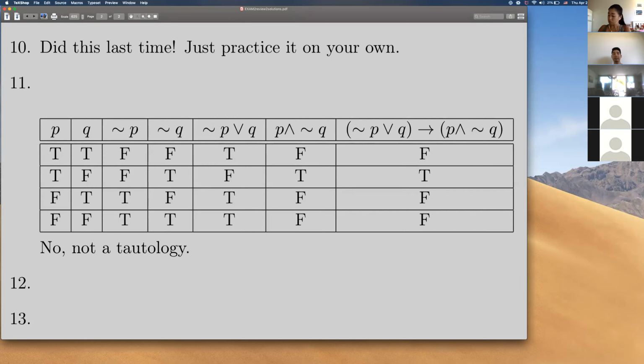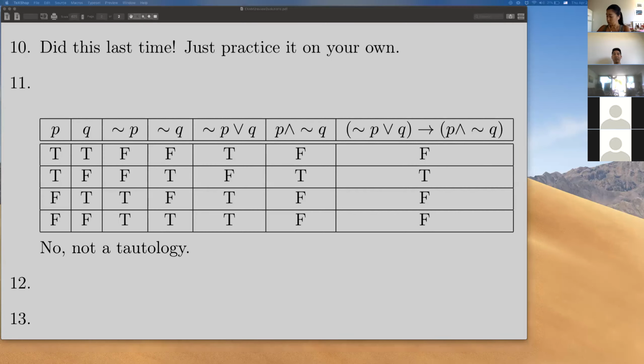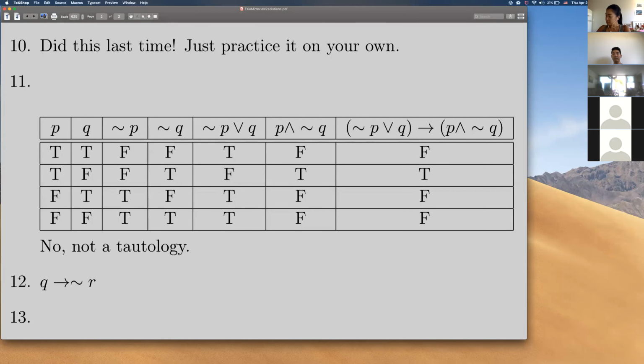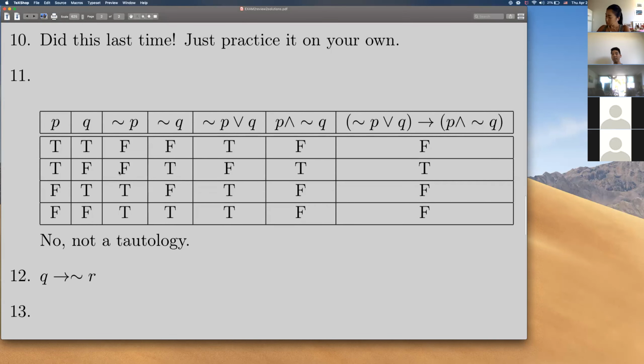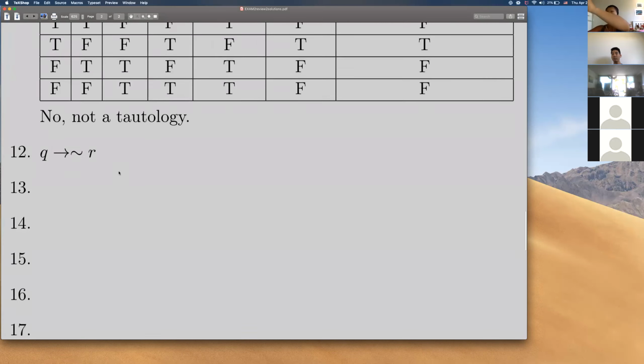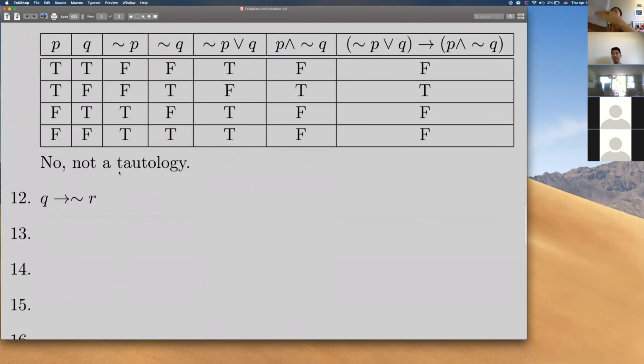Okay. Moving on, you guys okay so far? Yes. Okay. So next one, this is the original statement. If Q, then not R, and then we just want to write the converse, inverse, and contrapositive.